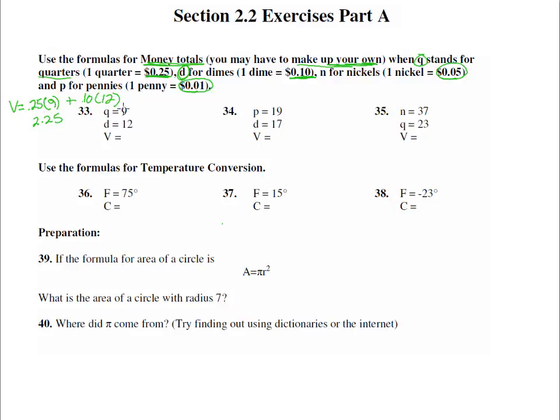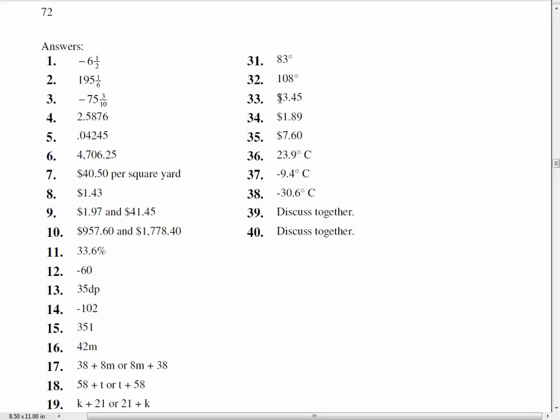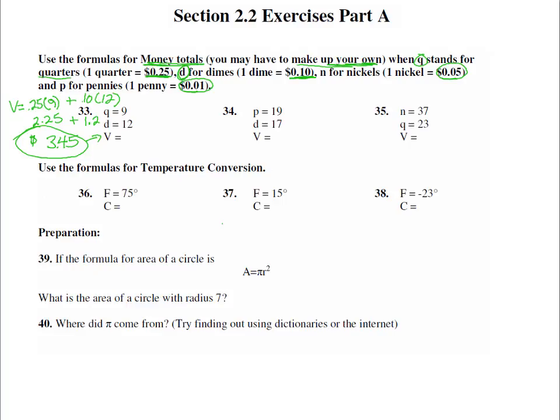Well, if you have 9 quarters or 9 25-cent pieces, you will be adding them up one at a time until you get $2.25. Then 10 cents for every dime, and that will be 1.2 or $1.20. When you add them up, you will get $3.45 will be the total value of your money right there. Let's check our answer. There it is. Number 33 is $3.45. Good.